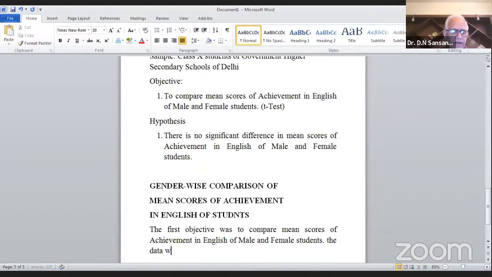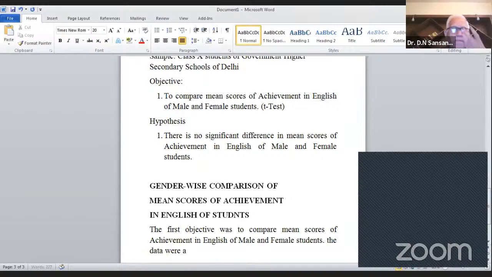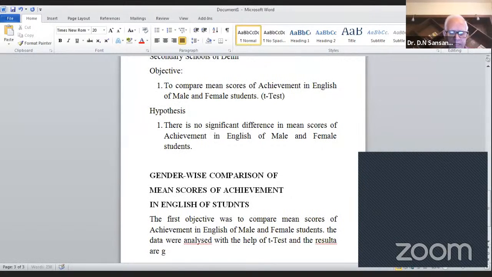The data were analyzed with the help of, if you want, you can write t-test, or if you want, you can write independent samples t-test. The choice is yours. With the help of t-test, and the results are given in table 1. Results are given in table 1.